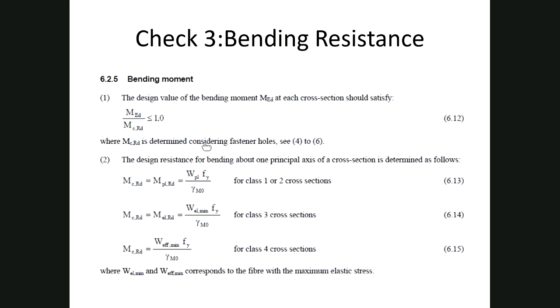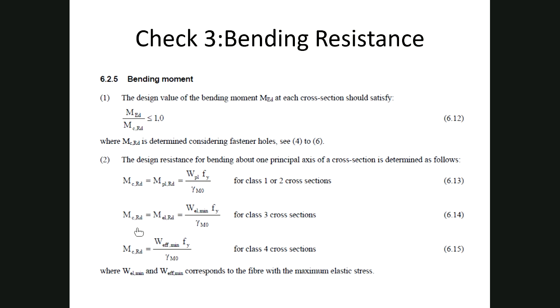Okay, and that's given in 6.2.5, where we always have to check that the moment demand divided by the capacity is less than or equal to 1. That's given in equation 6.12, so we have to satisfy that equation. To get the capacity, if it's a class 1 or class 2 section, we use the plastic modulus, which we can get from the blue book, multiplied by Fy, the material strength, divided by the material safety factor.